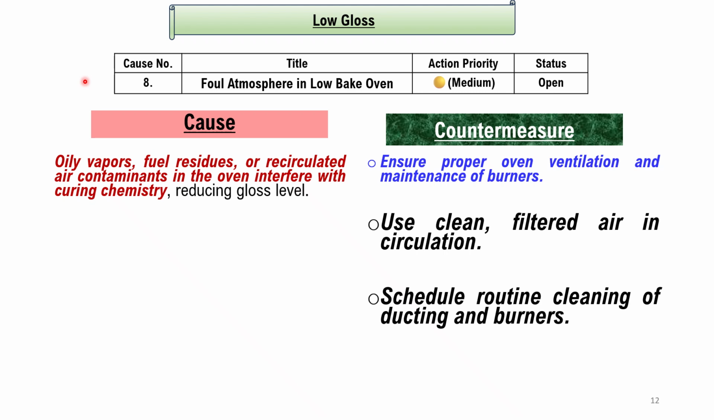Number 8 probable cause is foul atmosphere in low bake oven. Oily vapors, fuel residues, or recirculated air contaminants in the oven interfere with curing chemistry, reducing gloss level. Therefore, ensure proper oven ventilation and maintenance of burners. Use clean filtered air in circulation. Schedule routine cleaning of ducting and burners.